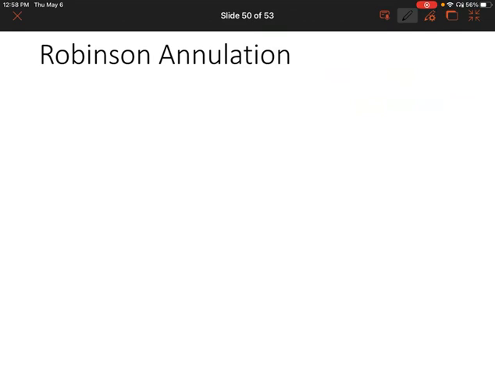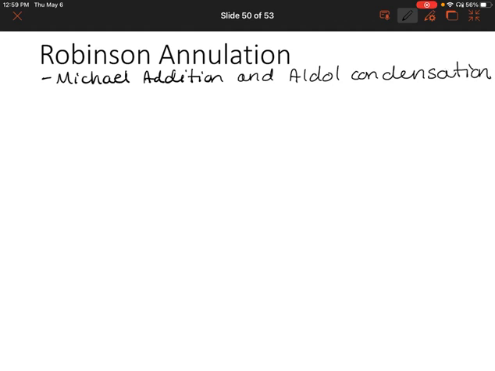So just really quickly, this Robinson annulation is combining two reactions we've already talked about. It combines Michael addition and Aldol condensation. First we'll perform Michael addition, and then we'll follow that with Aldol condensation. And this is actually going to give us a ring structure. So this can be very, very useful, specifically for polycyclic compounds, so 2-ring systems or more, depending on what you're working with.